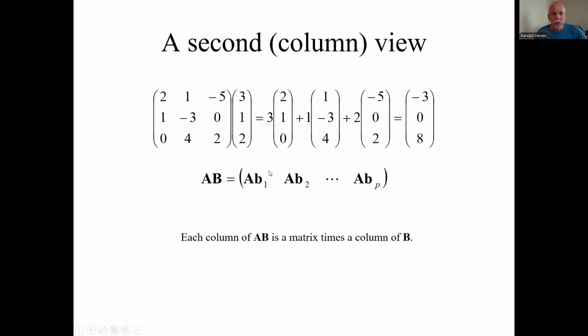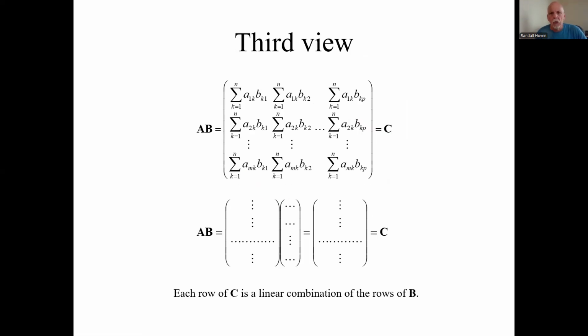Each one of these is a column vector, just like we already went through. That's the second view. The third view. Remember, a row of C comes only from the corresponding row of A. That row of A times B is a linear combination of the rows of B. So I can view a particular row of C as a linear combination of the rows of B. Think that one through.